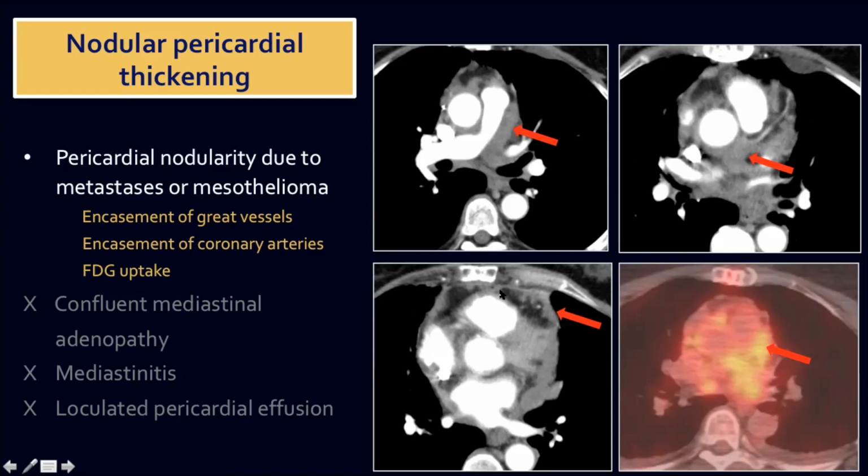And here you can see more nodular thickening of the pericardium. And the fact that this is showing a prominent uptake on PET CT means that this cannot be just simple fluid. So this is not a loculated pericardial effusion.